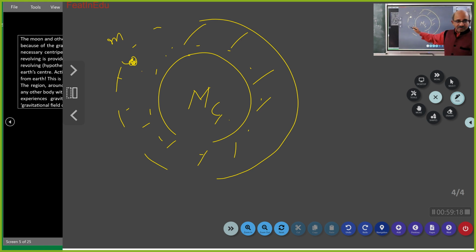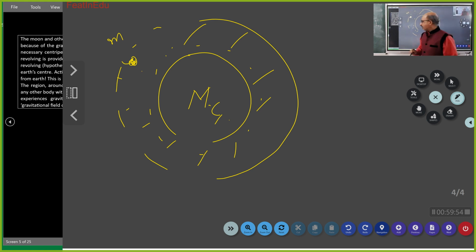So the region where a body with some mass gets attracted by another body by virtue of its mass is called the gravitational field. Gravitational field due to this body. Right now all of us are in the gravitational field of Earth. So any other body with mass, if you leave it, will accelerate towards Earth, because this region is called the gravitational field. Is it clear?